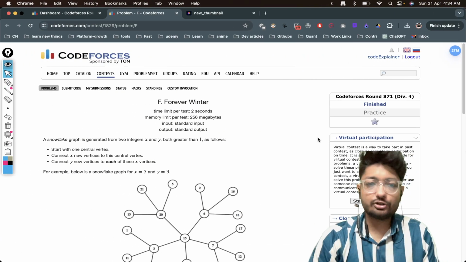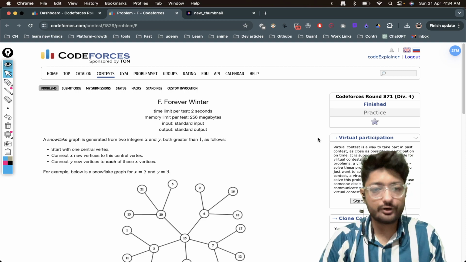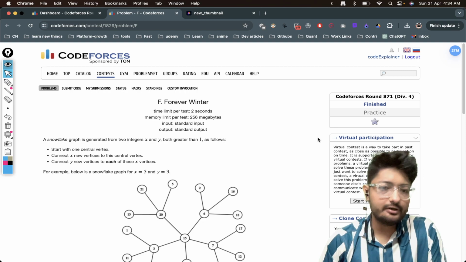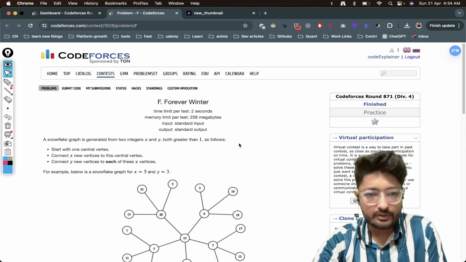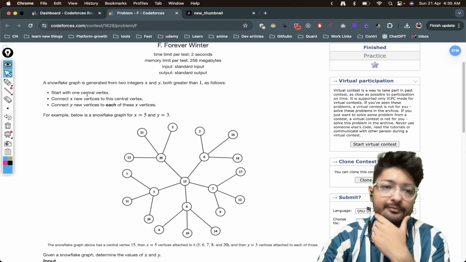Hello everyone, in this video let's talk about the F problem from Codeforces Round 871. The problem name is Forever Winter. As you can see, a snowflake graph is generated with two integers x and y, both greater than 1, as follows. A snowflake is like this.